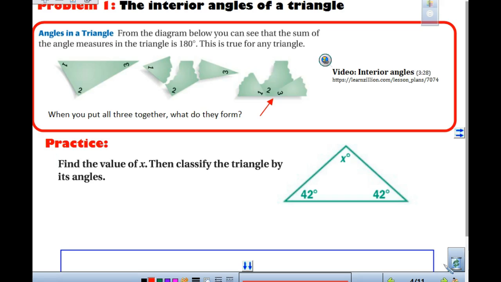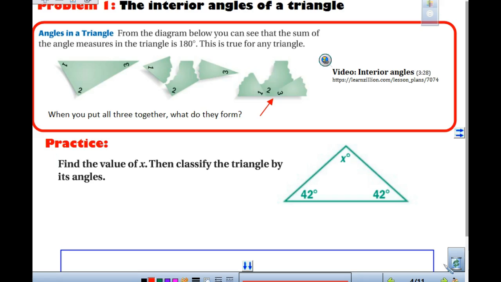I'm just going to watch this video. We're not going to watch all of it, but it kind of shows how if you are looking at a triangle and if you would rip these three parts apart, the triangles apart so that you can put the angles along a straight line, how many degrees should they form? That kind of helps us to look at this next part.